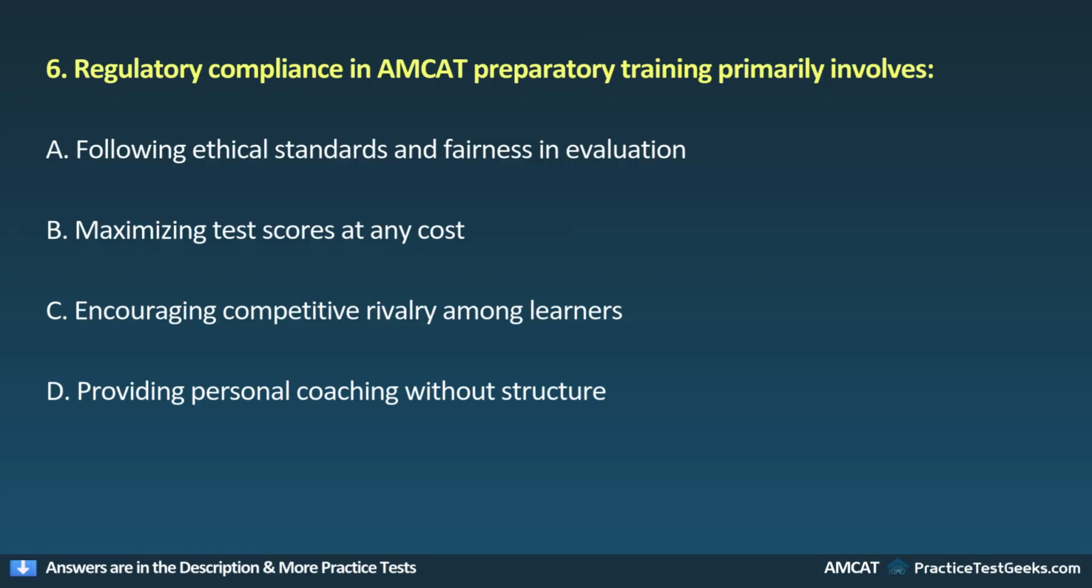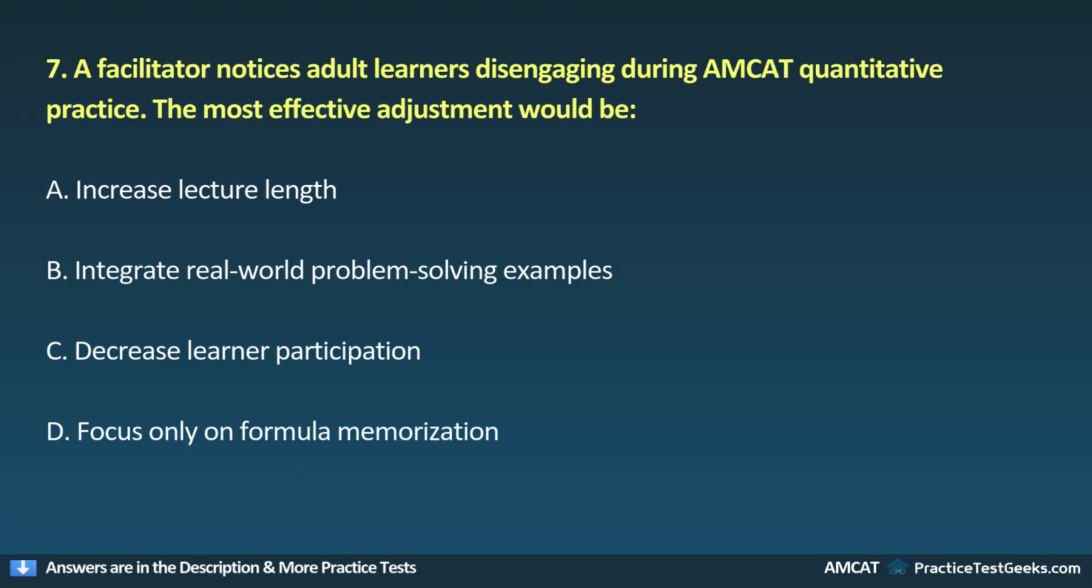6. Regulatory compliance in AMCAT preparatory training primarily involves: A. Following ethical standards and fairness in evaluation. B. Maximizing test scores at any cost. C. Encouraging competitive rivalry among learners. D. Providing personal coaching without structure.